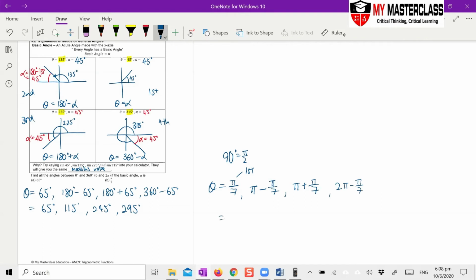So you just treat all of them like algebra. This would be 6 pi over 7. This would be 8 pi over 7. And this would be 13 pi over 7.